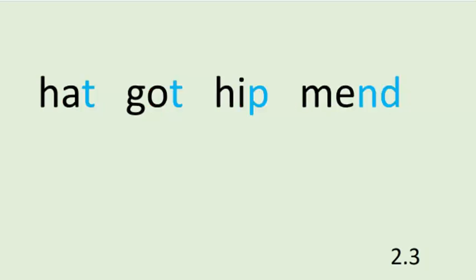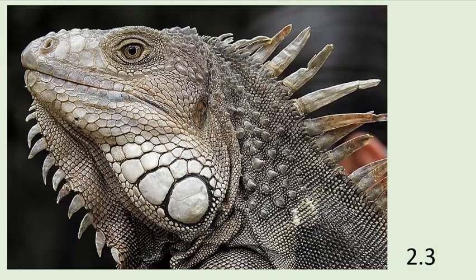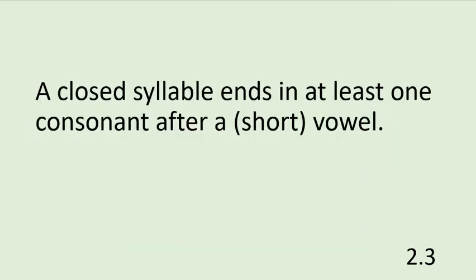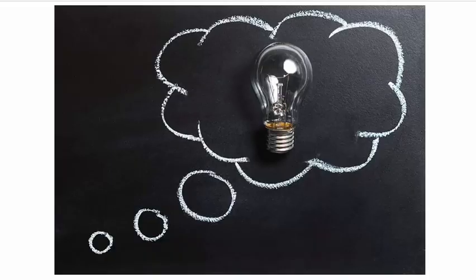Each of these words ends in at least 1 consonant after 1 vowel. What happens to the mouth when a consonant sound is made? A consonant closes the mouth. The name for the syllable that ends in at least 1 consonant after 1 vowel is a closed syllable. A closed syllable ends in at least 1 consonant after a short vowel. Pause for a moment. What examples can you generate? Remember, closed syllables have short vowels.